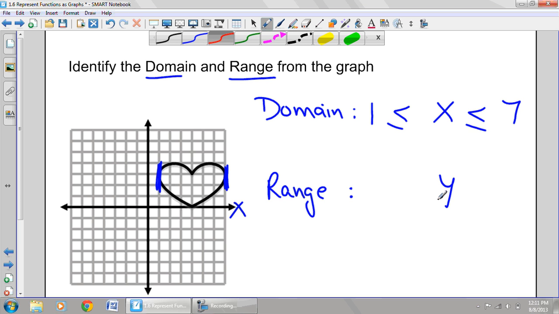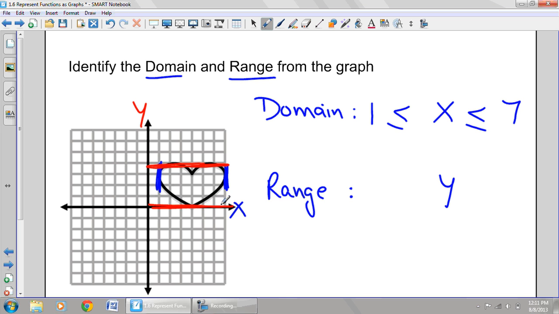The range is my y value, which is my answer, which is my output. The y value goes up and down on the graph. It goes up and down. So the highermost point on here and the lowermost point on here. The lowest point is 0. The highest point is 1, 2, 3, 4. So the range is from here to here.